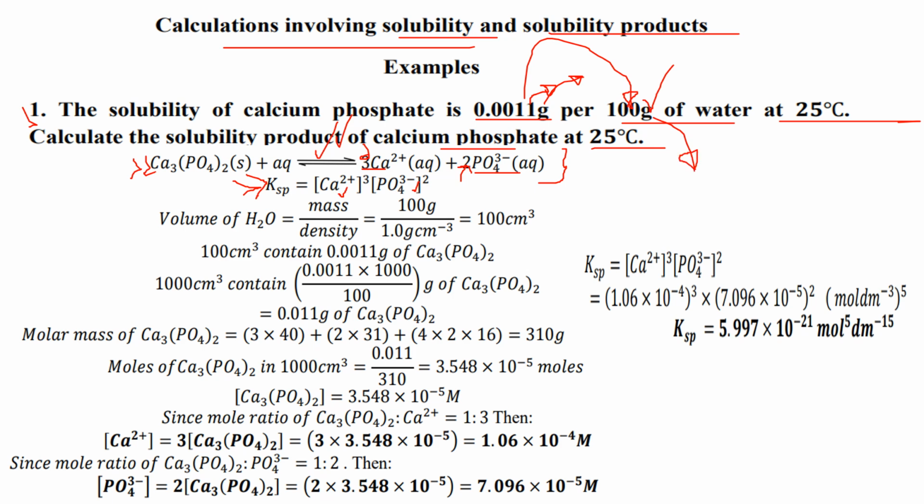Remember that I told you mass is got by density times volume. And if you make volume the subject, you're going to end up with the formula of the volume of water to be mass divided by density. So the given mass is 100, and the density of water is 1 gram per centimeter cubed. Once you divide the two, you are going to get 100 centimeters cubed of water. So that means that this mass was dissolved in 100 centimeters cubed of water.